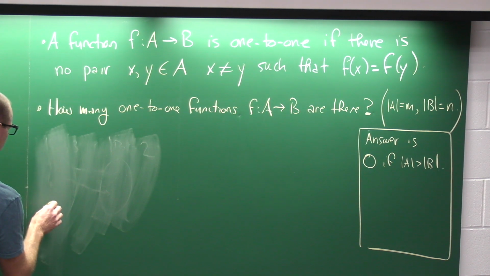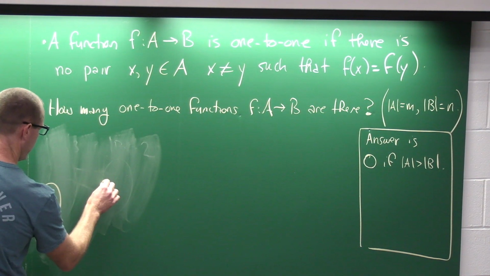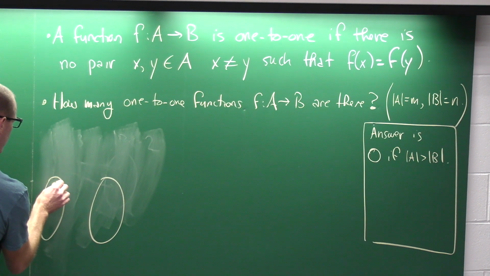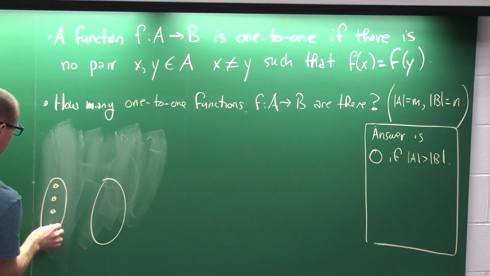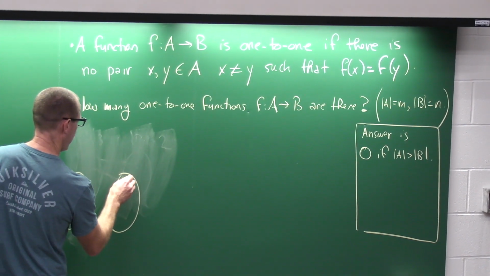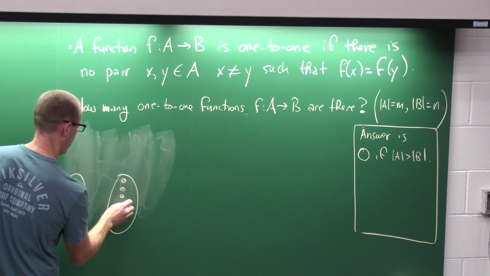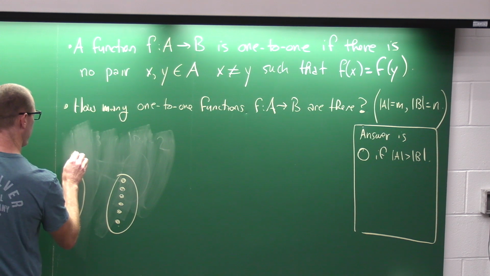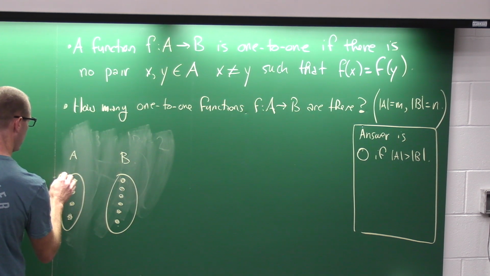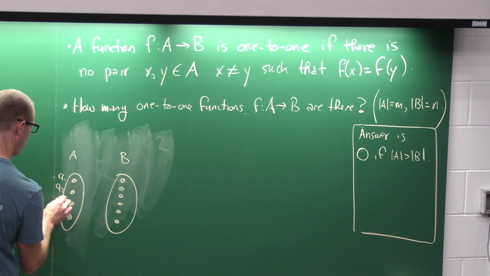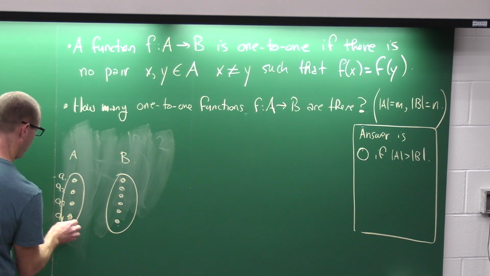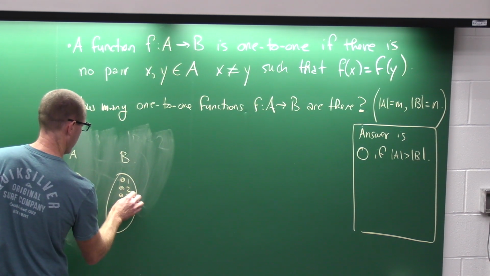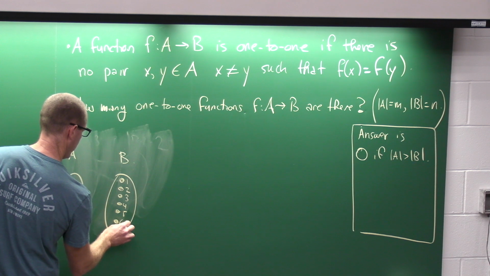Okay. So let's go with a less trivial example. 4 elements in A, 6 elements in B. And the elements again are called A1, A2, A3, A4. And these ones are just called 1, 2, 3, 4, 5, 6.